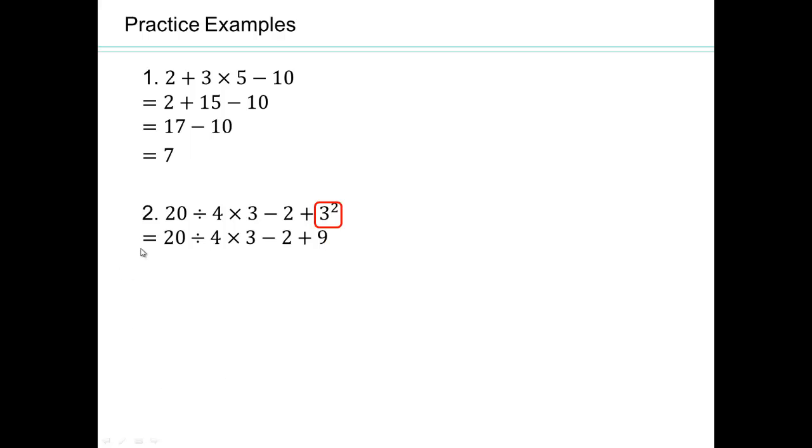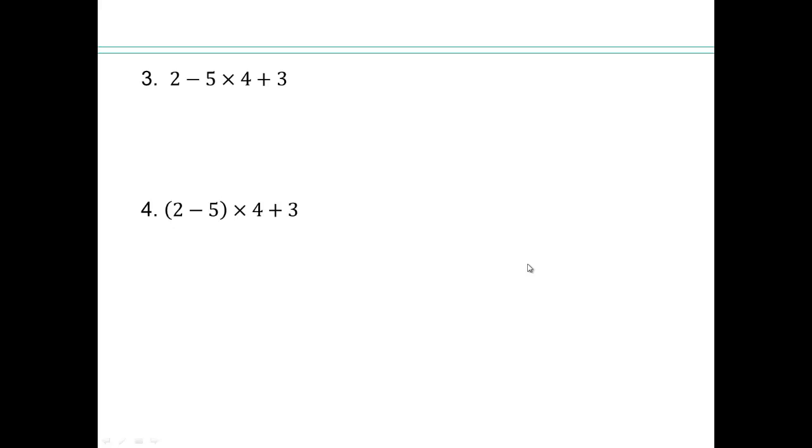Then we want to go from left to right, multiplication and division first as they appear. So 20 divided by 4 is the first division, so that will be evaluated first. 20 divided by 4 will give us 5. 5 times 3 next, and then the minus 2 plus 9. So 5 times 3 will give me 15. We'll do 15 minus 2 next, which will give me 13, and then the plus 9 will give me 22. So again, pay very careful attention to all of the order of operations we're doing here.